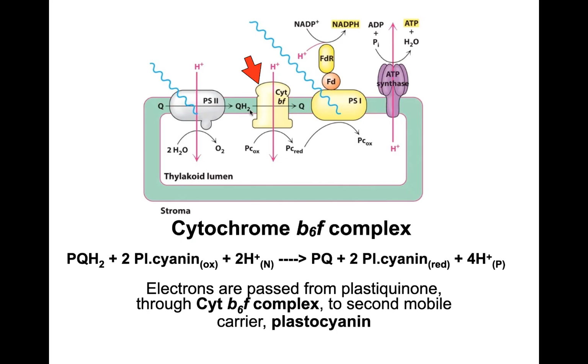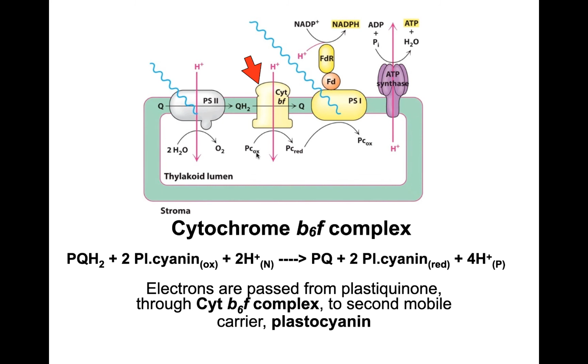Okay, so now we have reduced QH2, and it's going to pass its electrons to plastocyanin, PC. For this reaction, you'll notice, look at this, if we call the light this squiggly blue line, then notice only photosystem 1 and photosystem 2 are taking advantage of light, which means that this reaction, sending electrons from QH2 to PC, is naturally exergonic.